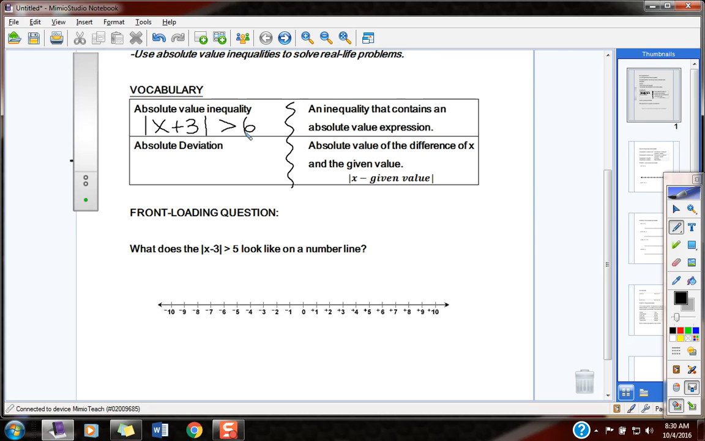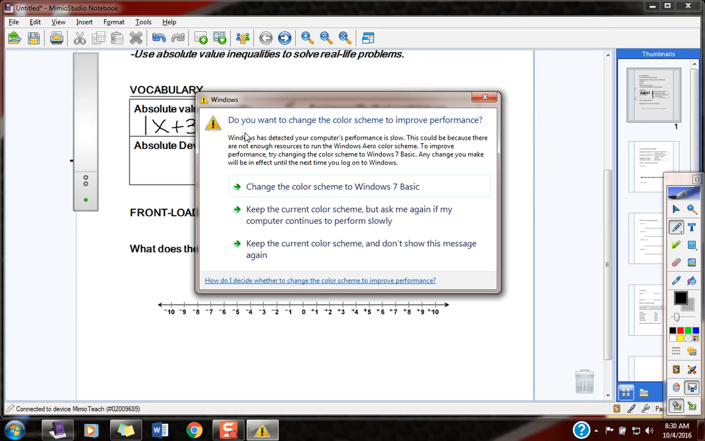Then we're going to talk about this idea, which is a little new for us. You guys remember those questions yesterday you asked? Said, what's mean deviation? Do you remember that yesterday? Okay, this is going to kind of come back and surface today. That was a setup for what we're going to deal with today. Absolute deviation. Basically, it says it's the absolute value of the difference of x and a given value.